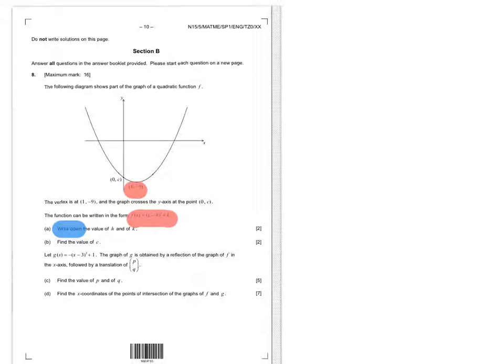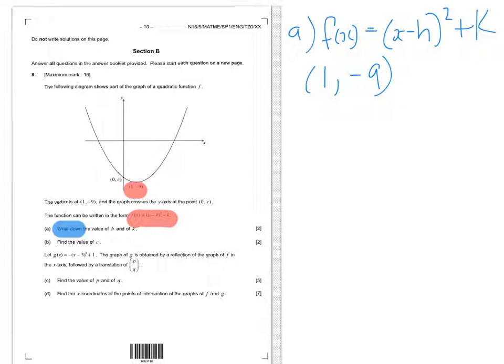Write down, the instruction write down means that you don't need to do any calculation. You should be able to just look at the information that's given, and if you understand how to do the question, you can just write down the answer. So, how are we going to write down the value of h and k using those two pieces of highlighted information? We've got f of x equals (x minus h) squared plus k, and I've got (1, negative 9) is my vertex, or my minimum in this case.